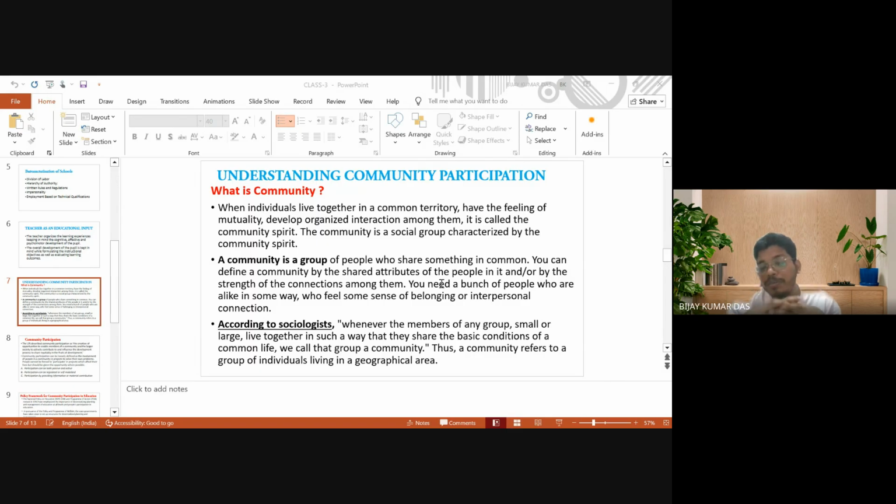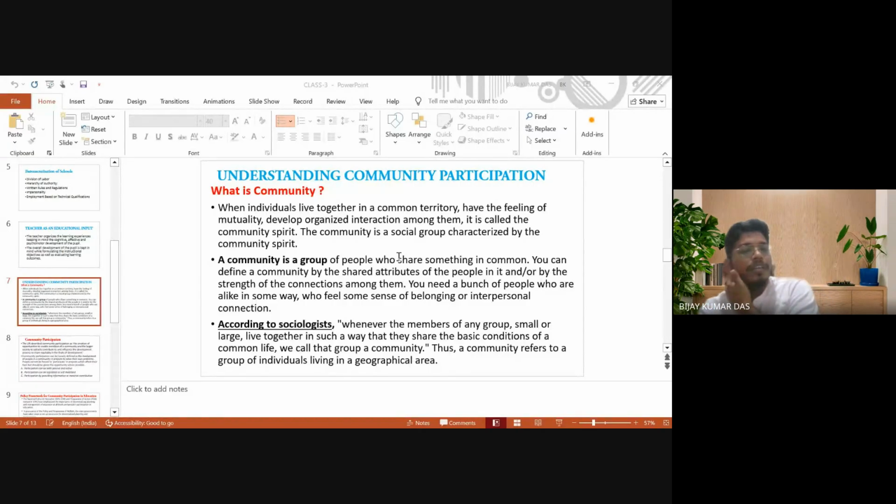So the society transmitted its knowledge and skills through these institutions. Society transmitted its knowledge and skills through these institutions.